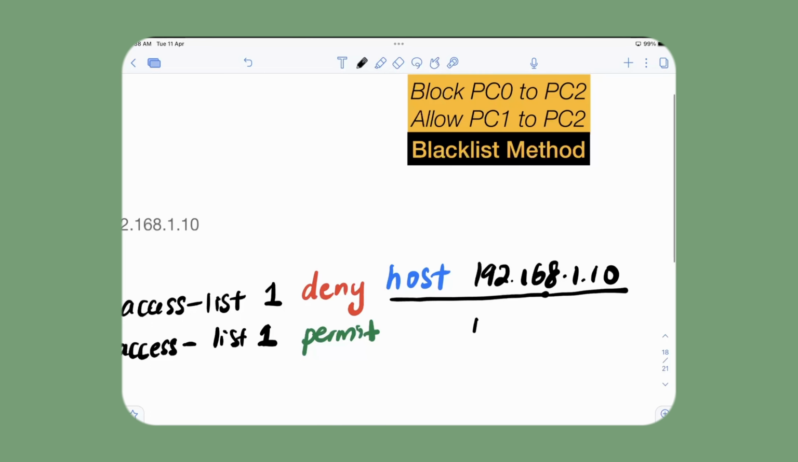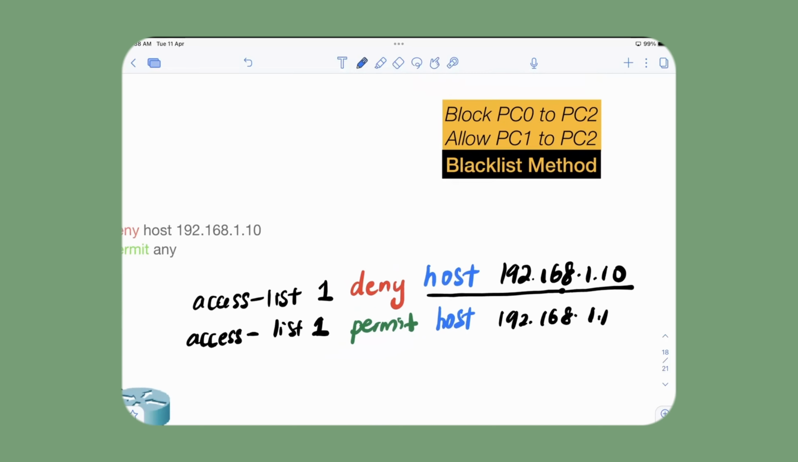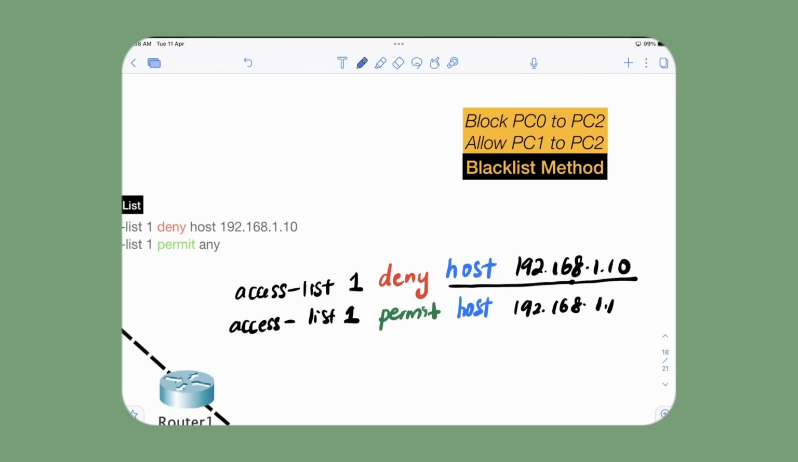So here I write 192.168.1.1. Remember, because this is one machine, we add the host keyword in front, and that will work. That means with these two commands, we already achieved what we want. The first one is to block PC0, which is done with the first statement. The second one is to allow PC1, which is also done in the second statement. Understand? This one is quite simple. This is like the simplest example I can ever give you. Okay, right. So 2 lines to do 2 things.